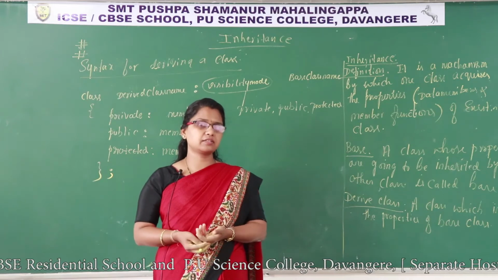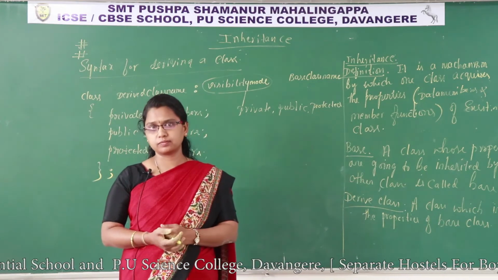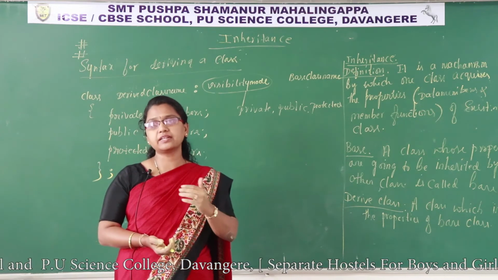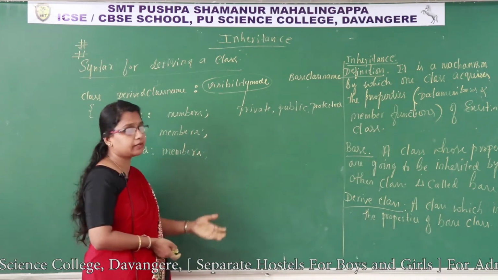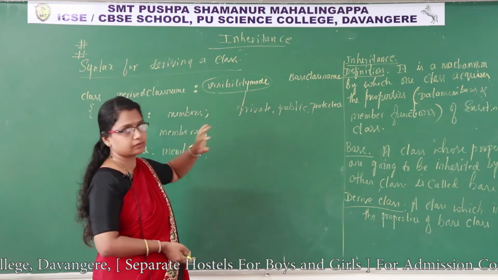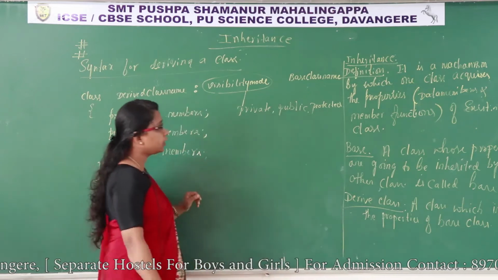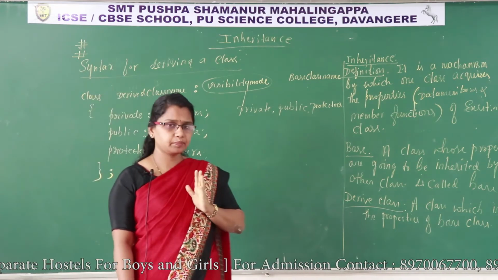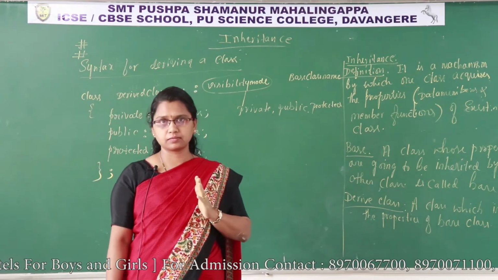Every class has three access specifiers. There was no matter of visibility mode. Visibility mode comes when we are doing the inheritance concept. When we are implementing inheritance, visibility mode will come in. So how many visibility modes are there? Private, public and protected.